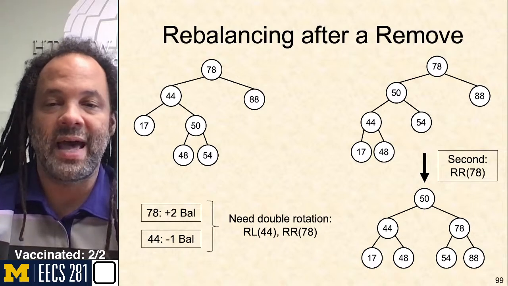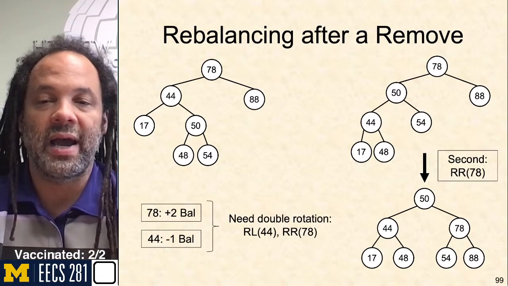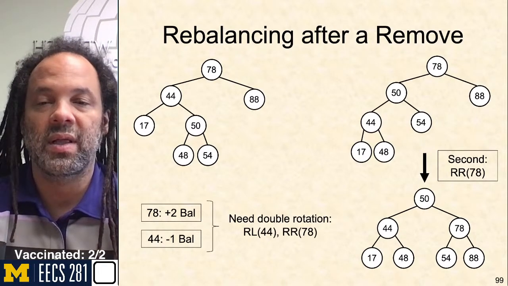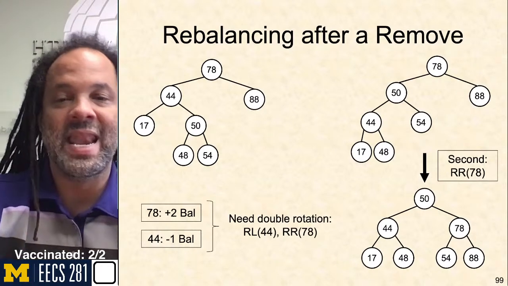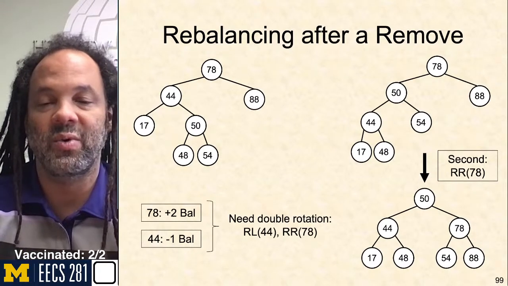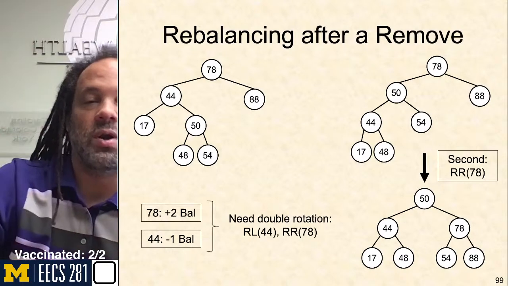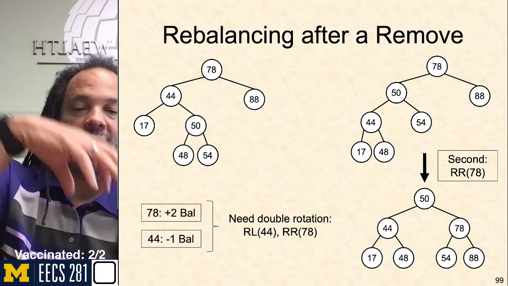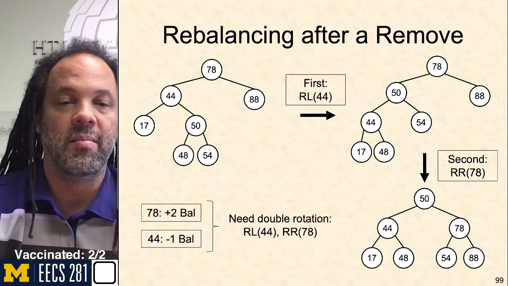And not only that, it's got some zigzag going on because 78's subtree height of 2 gives us a +2 balance factor, and 44 has a -1 balance factor. So we've got a zigzag. We're going to have to do a double rotation. First left around 44, which gives us a tree over there on the far side. And then finally, we're going to rotate right around 78, which gives us that tree down there at the bottom, nice and balanced.